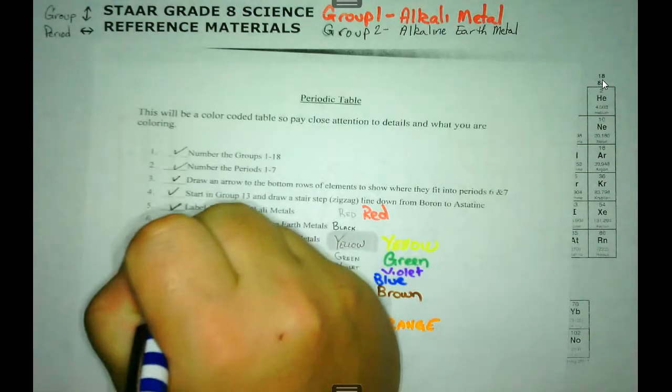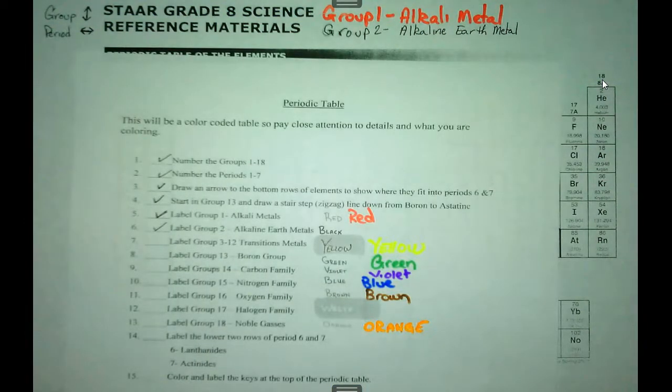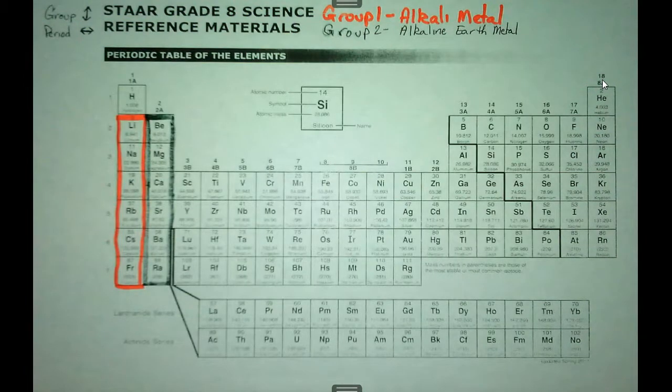This is fun. So we have group 1 labeled. We have group 2 labeled. We've already completed 6 of these things. Now the next one, whoo, this one's a little tougher. Transition metals. These have to be outlined in yellow. This is a large group of things. So, a large group of elements.